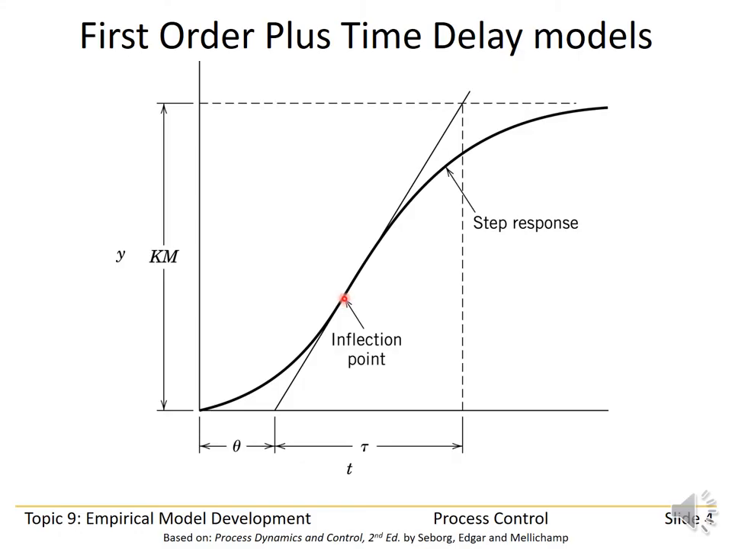We identify the inflection point. We draw a straight line through the inflection point, tangent to the step response curve at the inflection point. And we extend that tangent line down here to the x-axis and up here to our final steady state value. Then we take this distance here as theta and this distance here as tau.